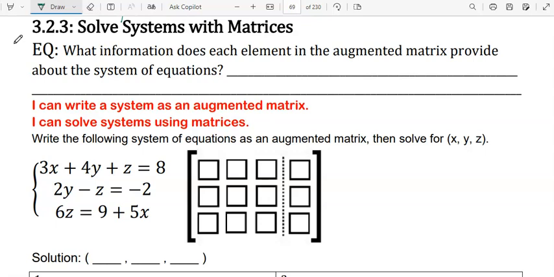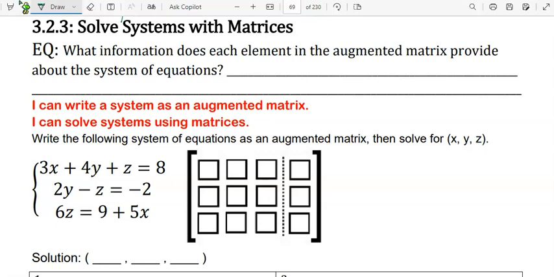3.2.3 Solve systems with matrices. Essential question: What information does each element in the augmented matrix provide about the system of equations? Skills: I can write a system as an augmented matrix, and I can solve systems using matrices.